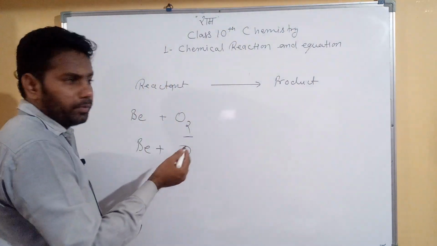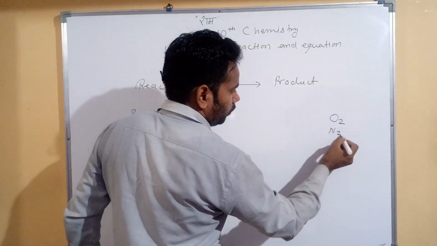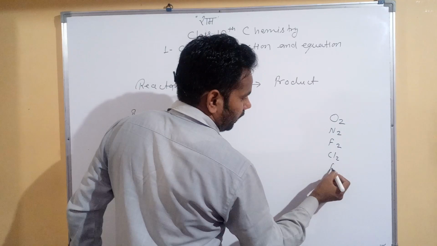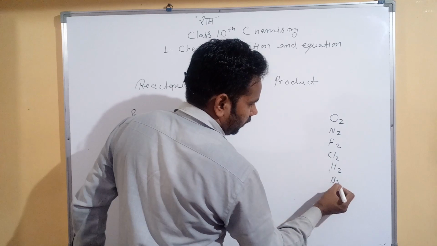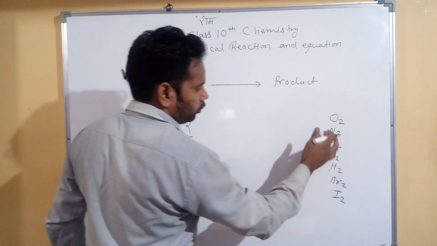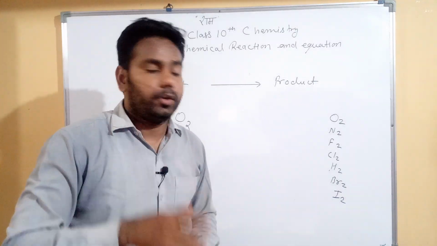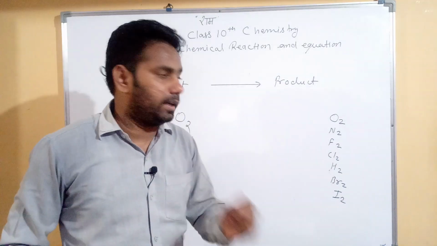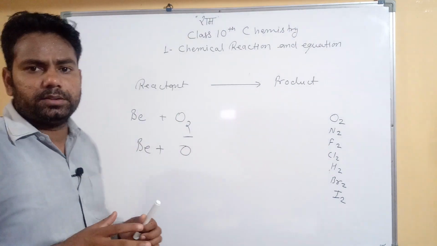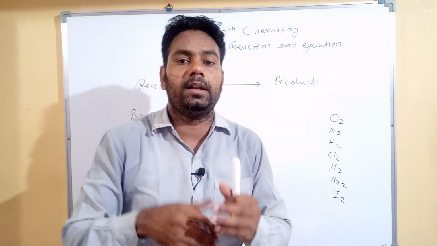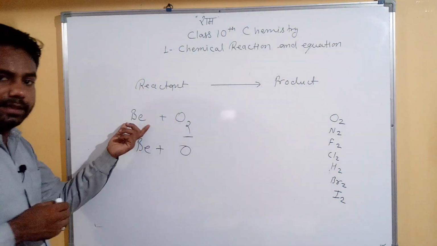So we put O2. We have some elements which are present as diatomic: O2, N2, F2, Cl2, then H2, then Br2, I2. 1, 2, 3, 4, 5, 6, 7. These 7 elements are diatomic in nature. If you write any one of these, you write it in this type of chemical formula. Other elements which are present in solid state, and metalloids, we write as single atoms like that.